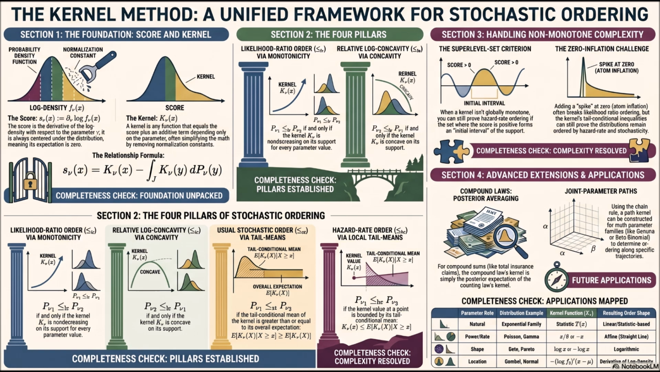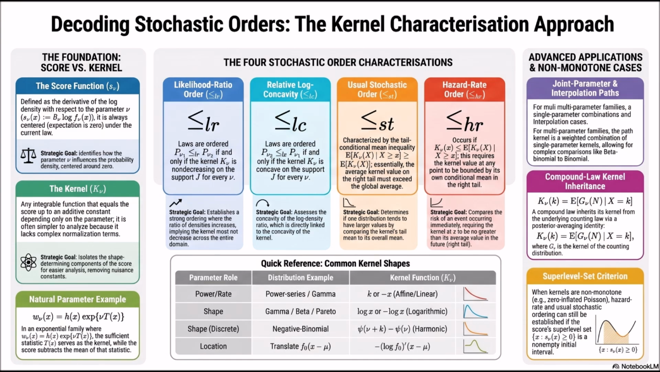That is the ultimate test of any mathematical framework. Yeah. It is easy to make rules for perfect systems. It is much harder to make rules for broken ones. Right. As you noted, what if a kernel is neither perfectly monotone nor perfectly concave across its entire graph? Under traditional methods, if the likelihood ratio isn't perfectly monotone, you simply cannot prove a strict likelihood ratio order. The math fails, and statisticians traditionally just throw up their hands and say the distributions cannot be ordered. They do. They walk away from the problem.